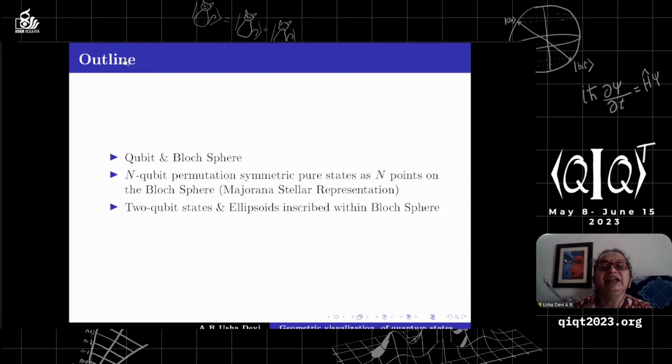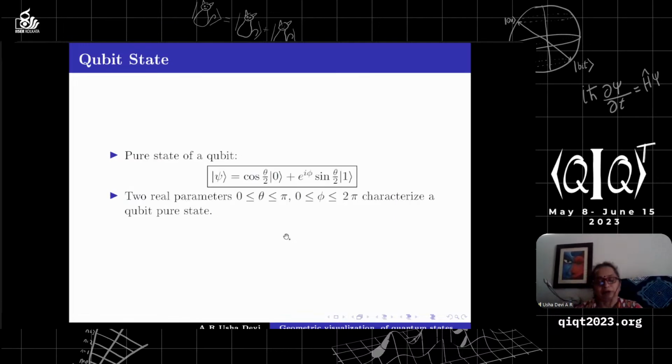Now the outline is: qubit and Bloch sphere, which is well known and is just to warm you up. Then N-qubit permutation symmetric pure states: how we are able to write them as N stars on the Bloch sphere. And then two-qubit states and ellipsoids inscribed within the Bloch sphere. That is, by restricting ourselves to the Bloch sphere, what visualization can we go ahead with? That's what we want to talk about.